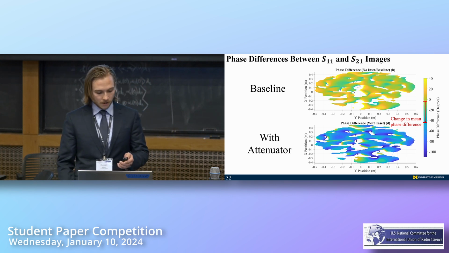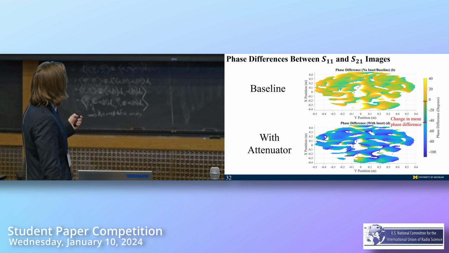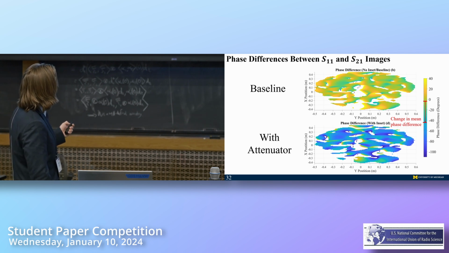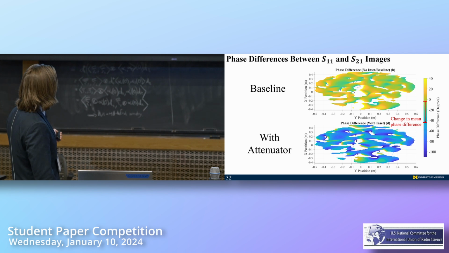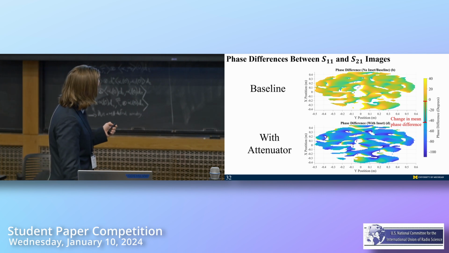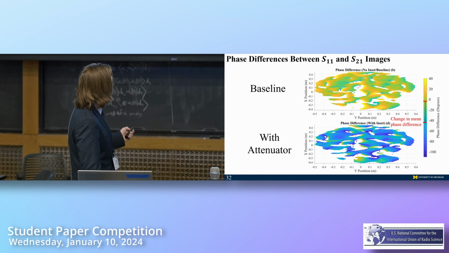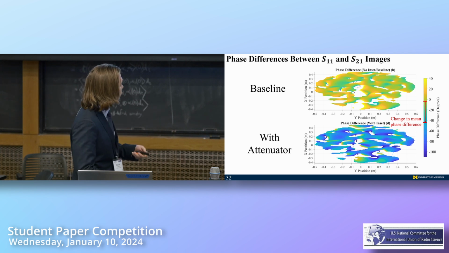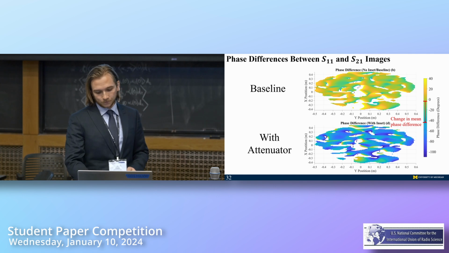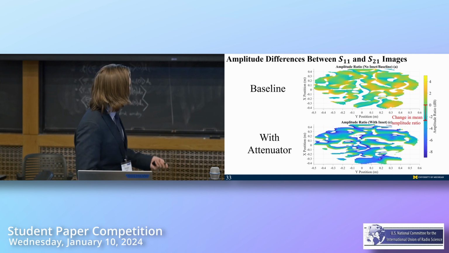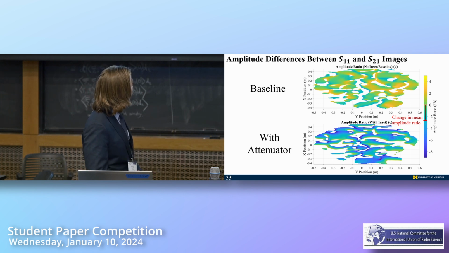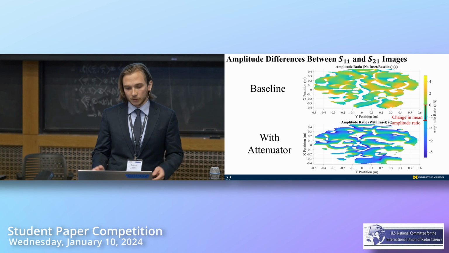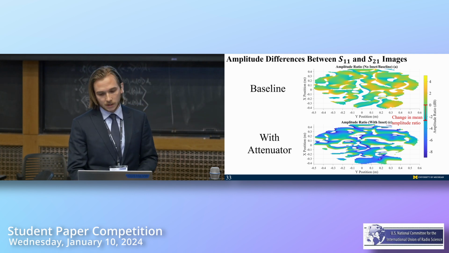Here you're seeing the phase difference image for the baseline. Below this is the phase difference image comparing the S11 image to the S21 image after we've added this known change. What I want you to notice is that there is a very clear shift in color that corresponds to a change in the mean phase difference. Similarly, these are amplitude ratio images, and again, you can see that there is a change in the mean amplitude ratio of the many pixels within this image.